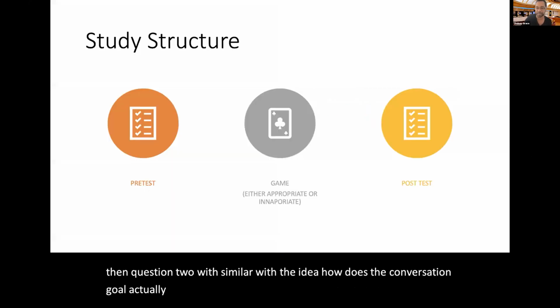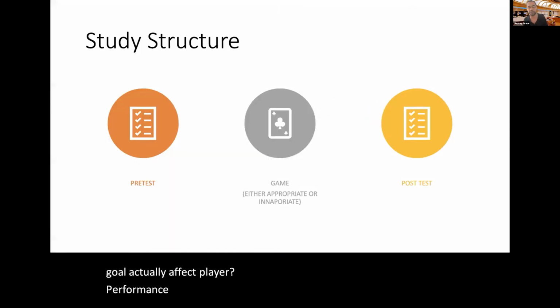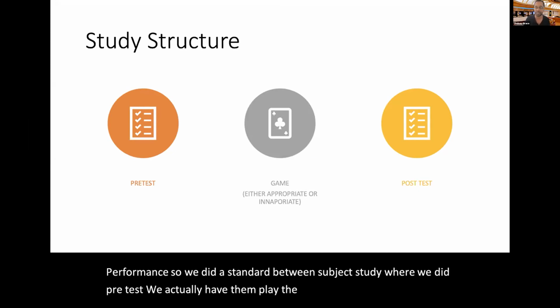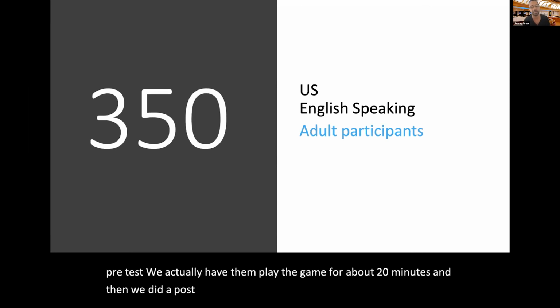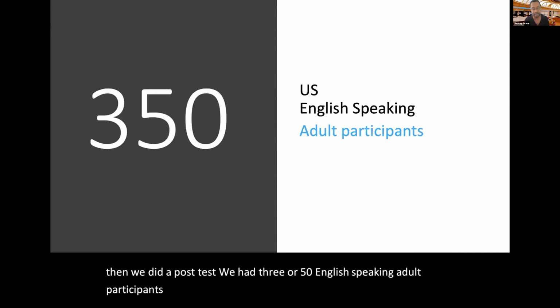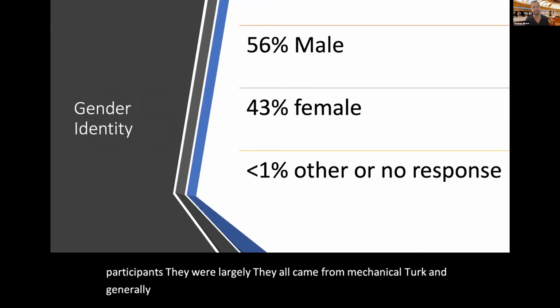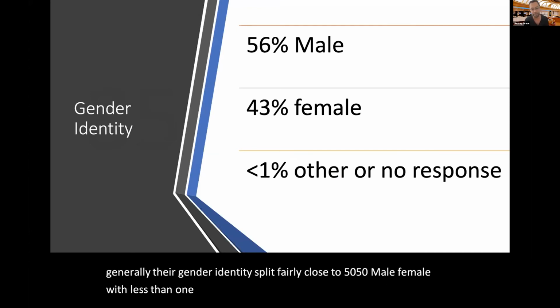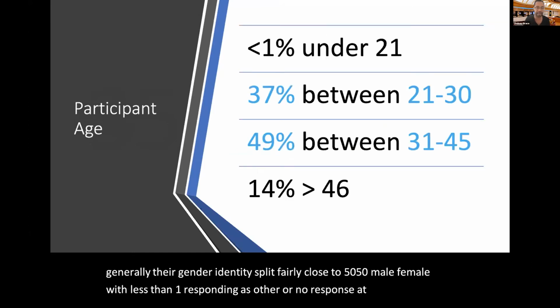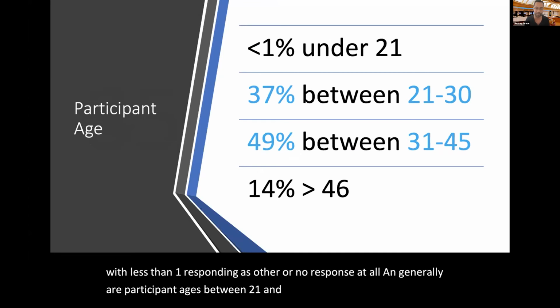So we did a standard between-subject study where we did a pre-test. We had them play the game for about 20 minutes, and then we did a post-test. We had 350 English-speaking adult participants. They all came from Mechanical Turk. Generally, their gender identity split fairly close to 50-50 male-female, with less than 1% responding as other or no response at all. And generally, our participant age is between 21 and 45. There were some outliers under 21 and above 46.